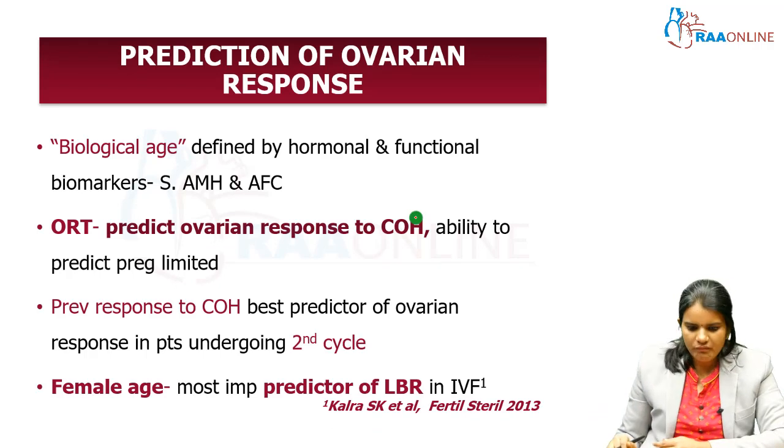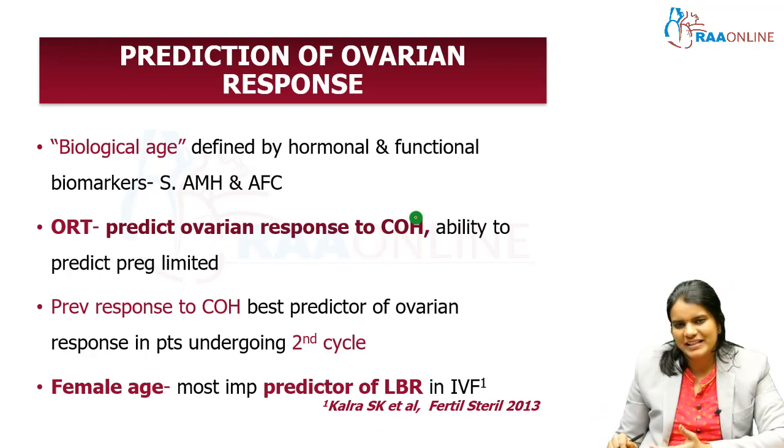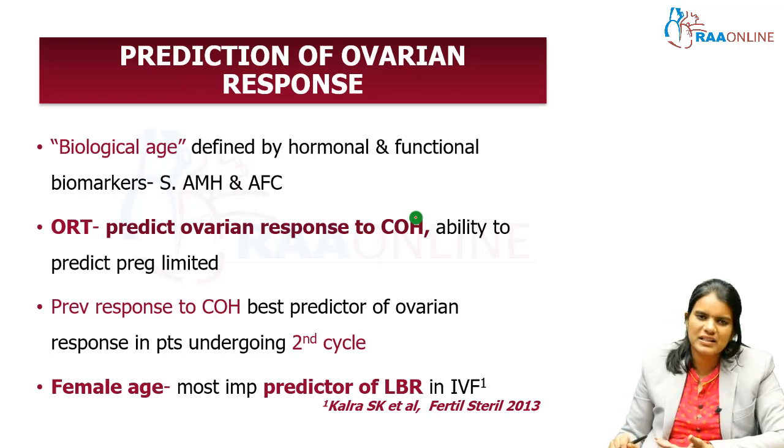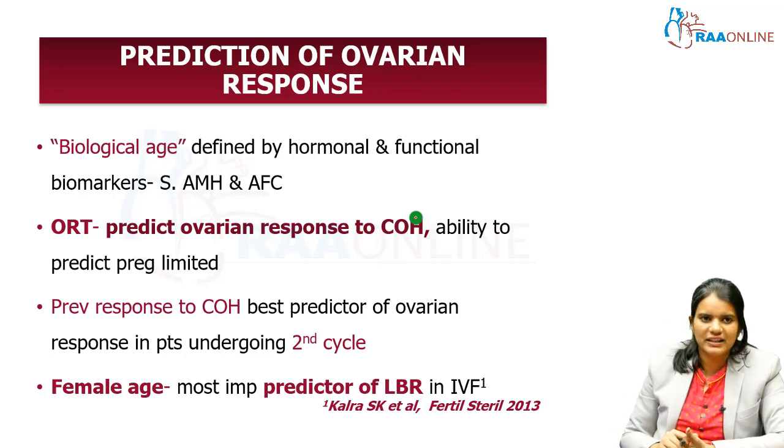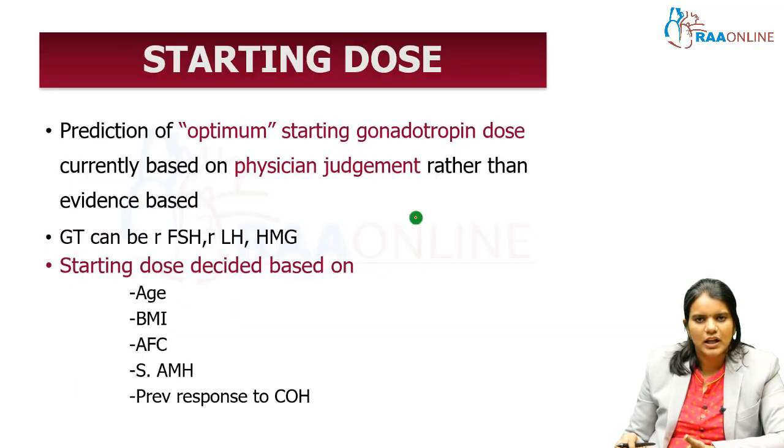Okay. Now coming to prediction of ovarian response. Again, this might not be necessary for your exam purpose. It is actually at the level of a super specialty. So age is a very important marker. Ovarian reserve test is very important to predict the ovarian response to controlled ovarian hyperstimulation, as is the previous response to COH, and female age is the most important predictor of live birth rate. Now, the starting dose is based on age, BMI, AFC, AMH, and previous response to controlled ovarian hyperstimulation.